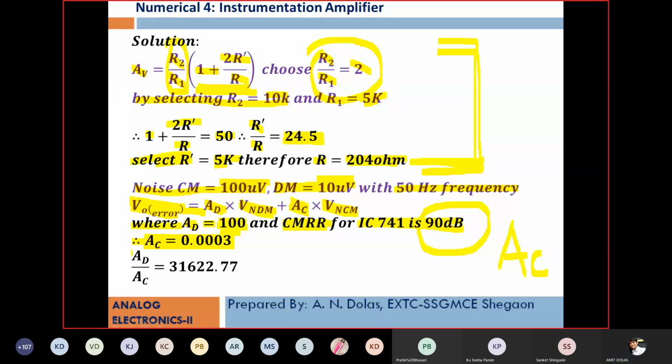Then gain AD upon AC will be equal to 31622.77. That is nothing but AD upon AC. If you convert this into decibels, you will get this figure. So AD by AC is this.